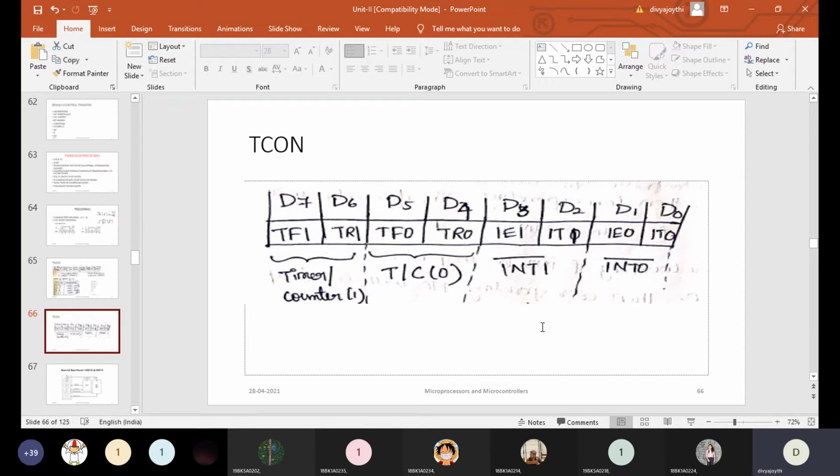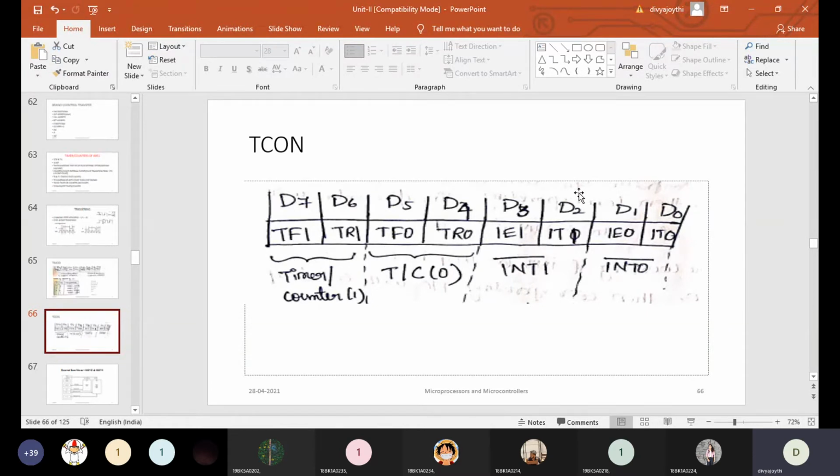Whenever the controller is being interrupted by external interrupts, the architecture of the controller will automatically set these two values to 1. These two values being 1 indicates that the controller is getting some external interrupts. If these two values are zeros, that indicates that external interrupts are being serviced by the 8051 microcontroller.